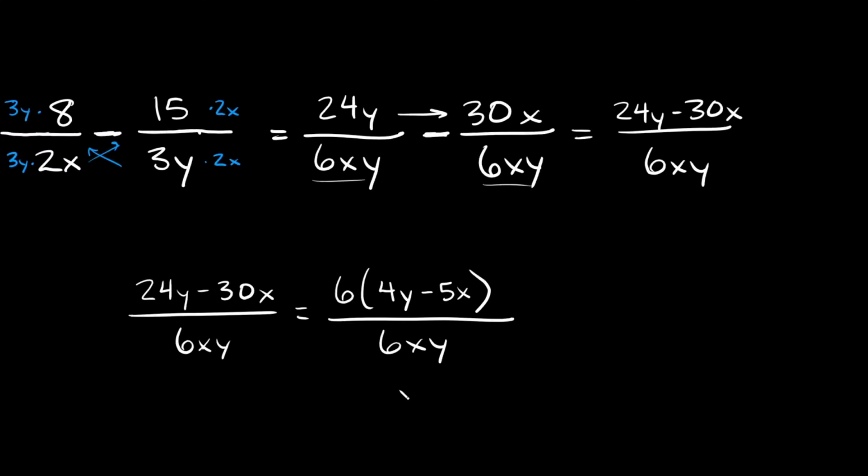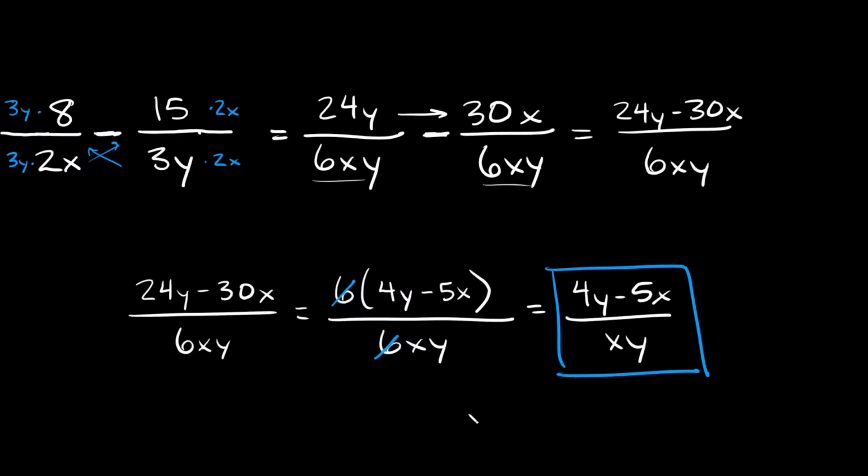Now you can see that we have a 6 on the top and on the bottom, so those kill each other. So then what's left here? Well, we're just going to have 4y minus 5x on top, and on the bottom, we just have xy. So then that would be your answer.